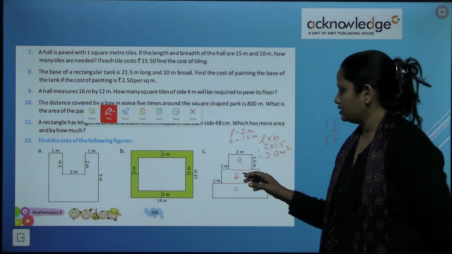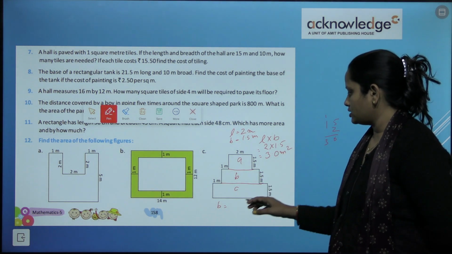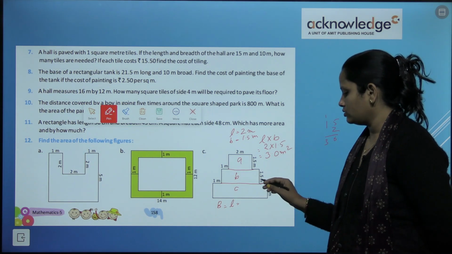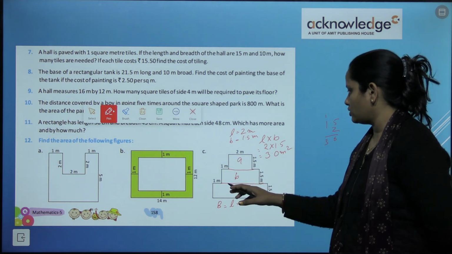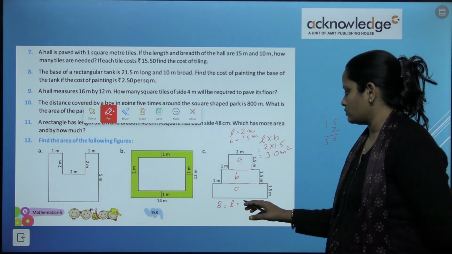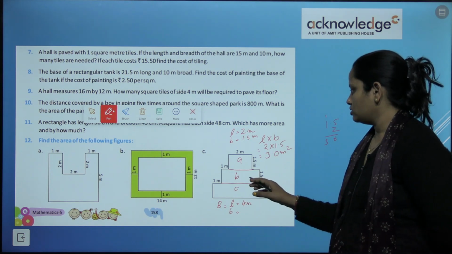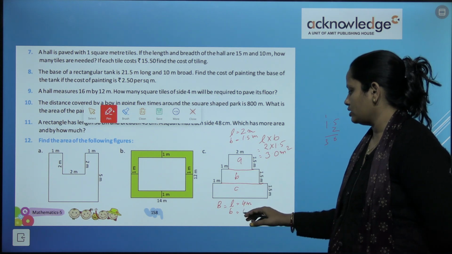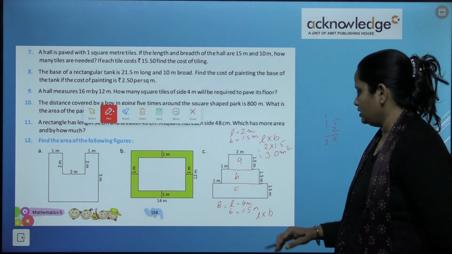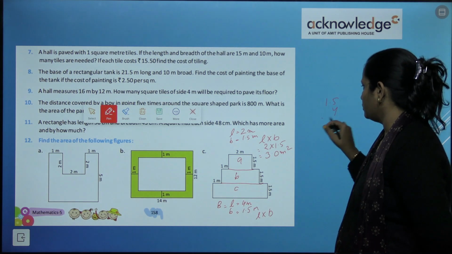Now let's find the area of B's rectangle. So here length is equal to, here you can see 2 plus 1 plus 1, which is 4 meter, and breadth is equal to 1.5 meter. Now the formula is L multiply B. So here you have to multiply 1.5 by 4.